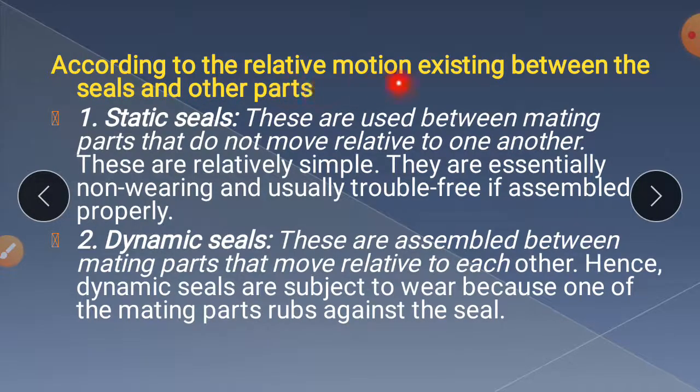Next, according to the relative motion existing between the seal and other parts, relative motion means whether it is static or dynamic, and this must be considered here. In some elements, the internal parts move together with relative motion, but some elements don't move. Static seals are used between mating parts that do not move relative to one another.